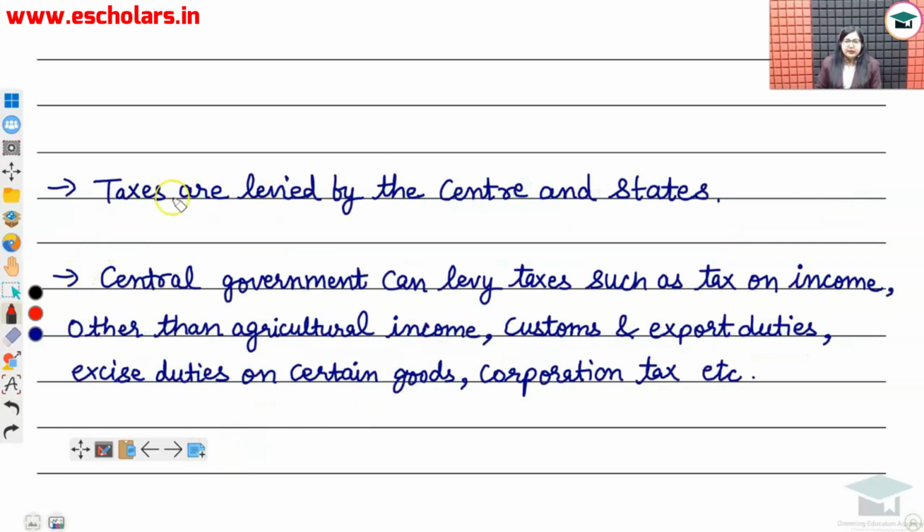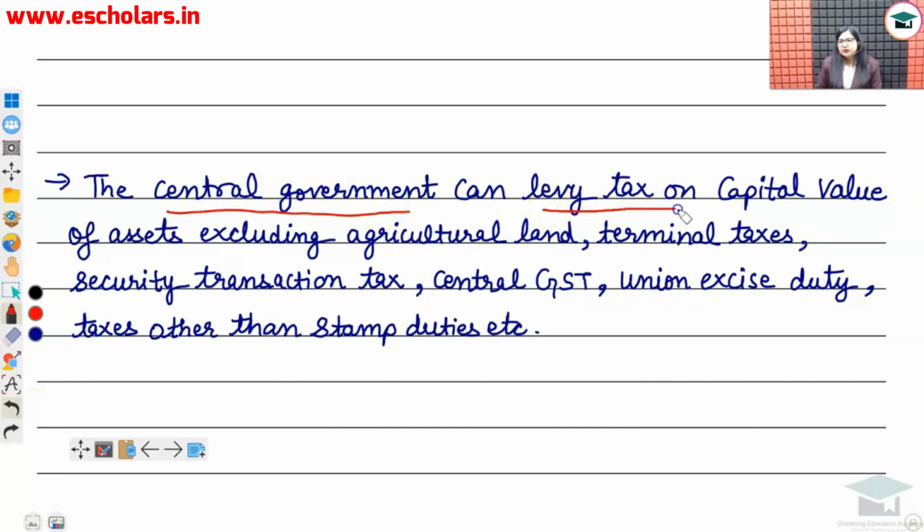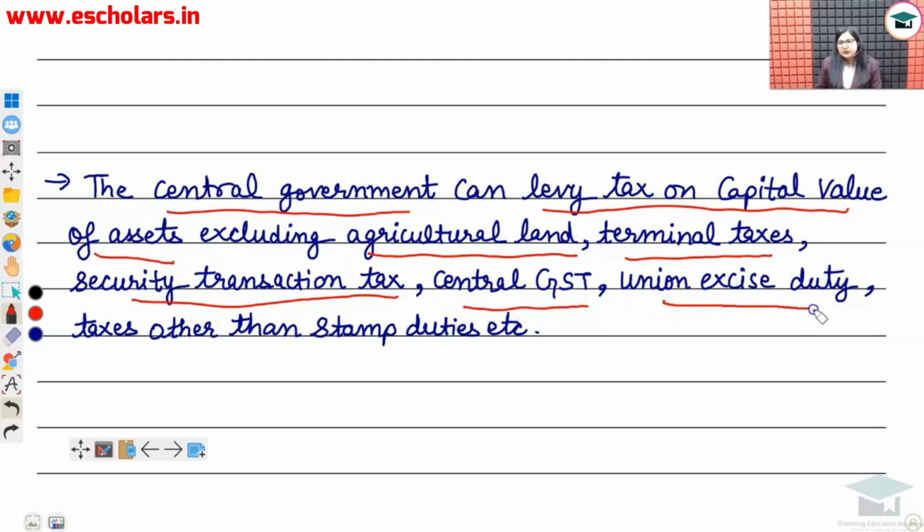Next, students, in India, taxes are basically levied by the center and states. That is, taxes are levied by the central government as well as the state governments. Central governments can levy taxes such as tax on income other than agricultural income, customs and export duties, excise duties on certain goods, corporation tax, etc. Also, the central government can levy tax on capital value of assets, excluding agricultural land, terminal taxes, security transaction tax, central GST, union excise duty, and taxes other than stamp duties, etc.